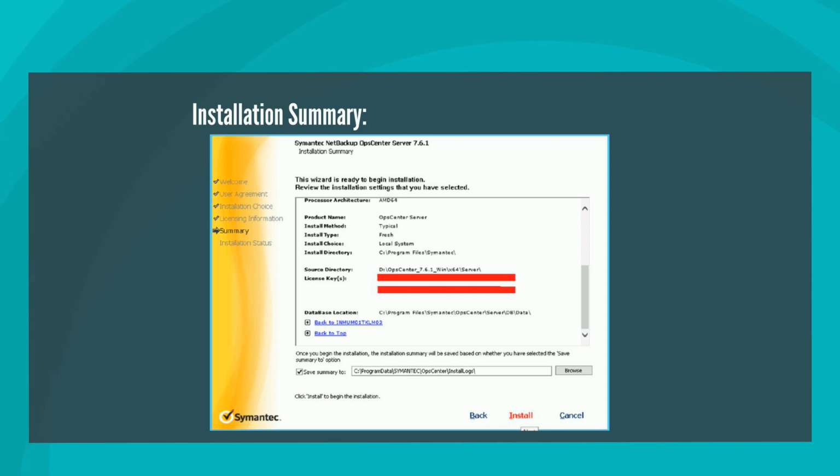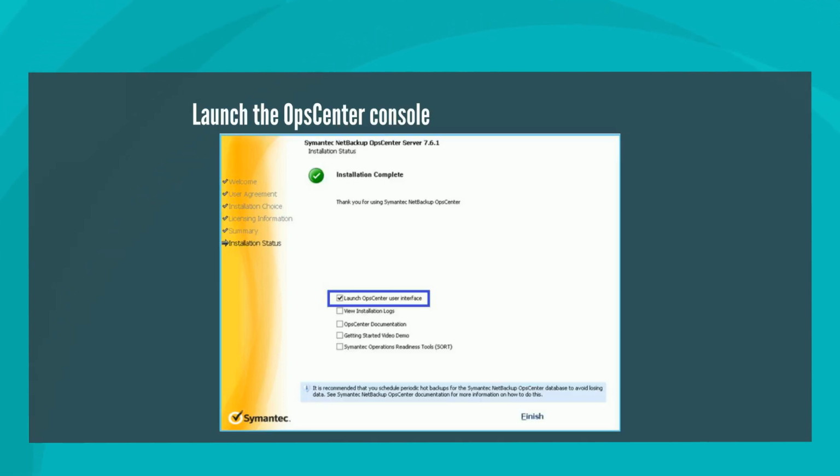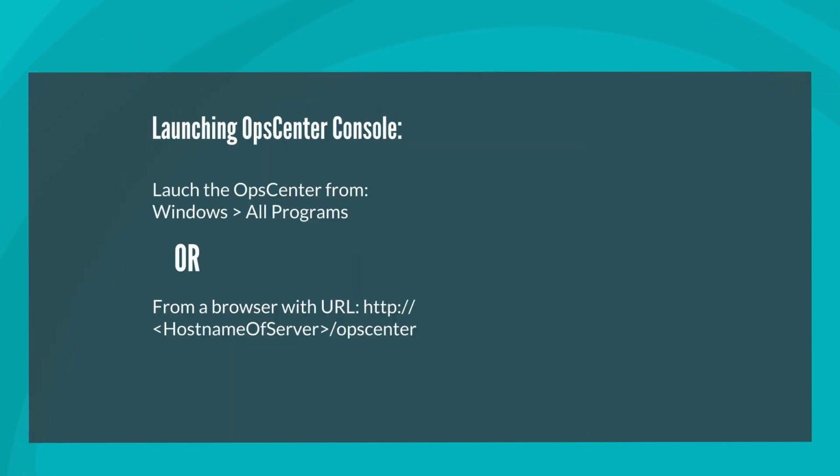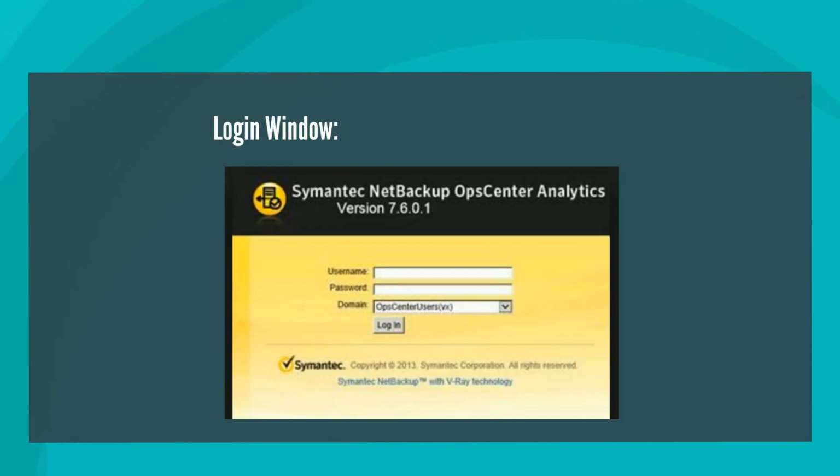Take a note of the Install Directory, which will come in handy while configuring backup for OpsCenter Server, and proceed with install. Once the installation is complete, launch the OpsCenter console as shown. You can launch OpsCenter from Windows All Programs or the Web UI link from a browser as shown. Log in with the default credentials provided.